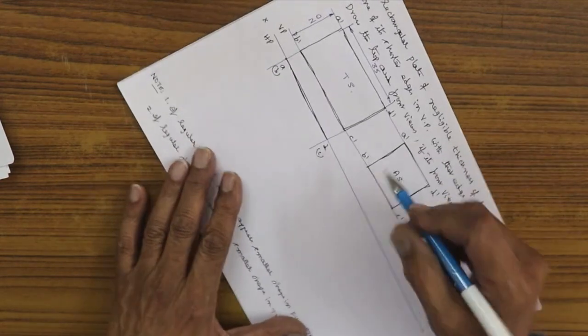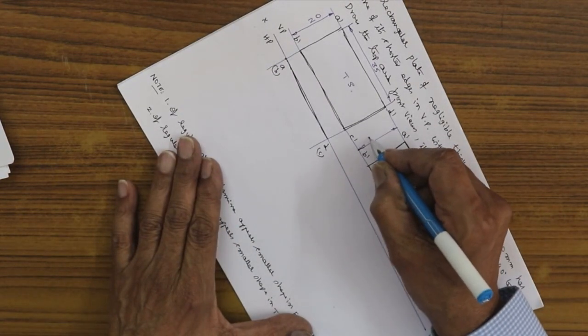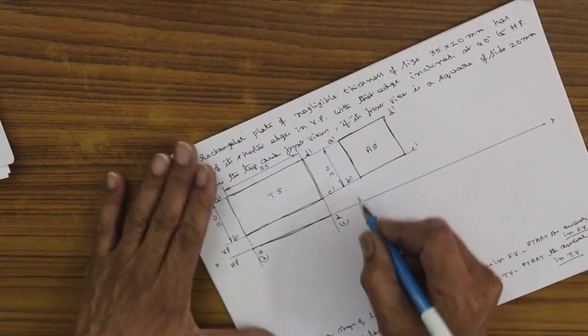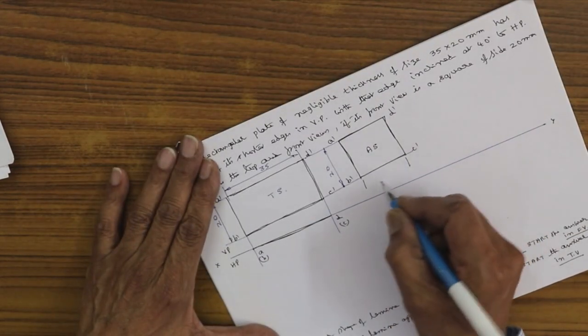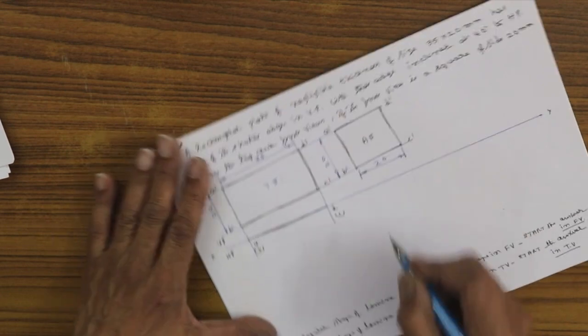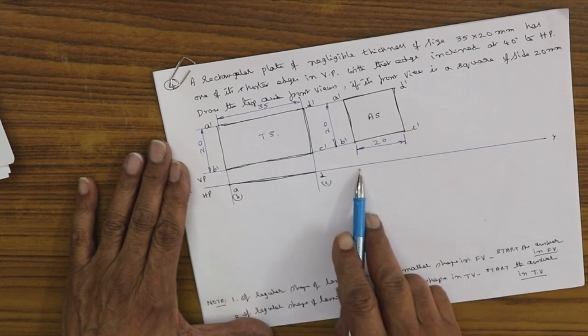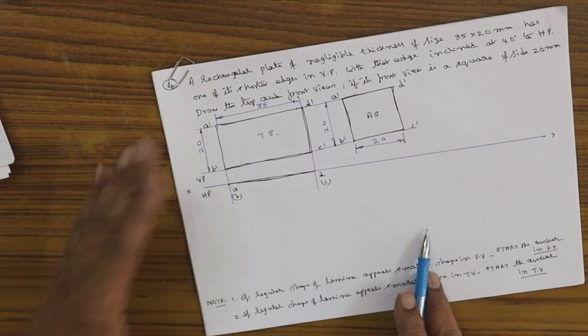Let me clearly indicate the dimensions. This is 20 mm and the length is also 20 mm. This is also a 20 mm square. That is the square lamina, the apparent view. If you want the rectangle to appear like a square, the top view should be inclined. What inclination, we do not know.